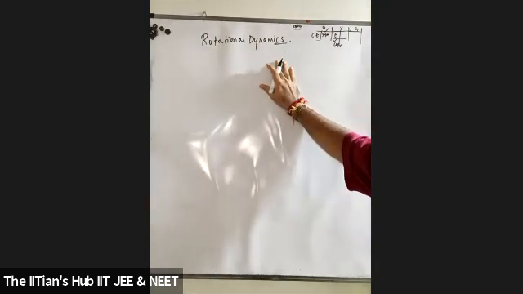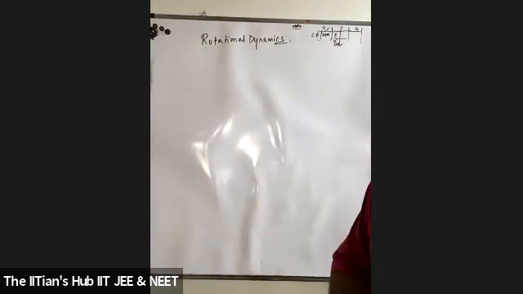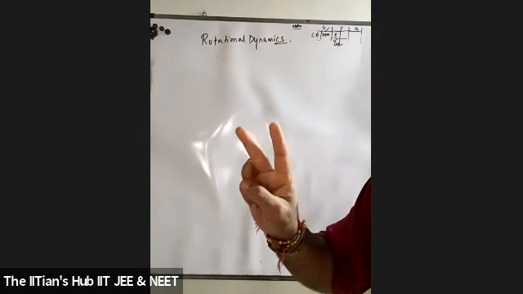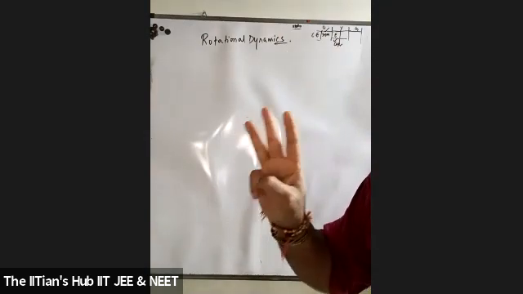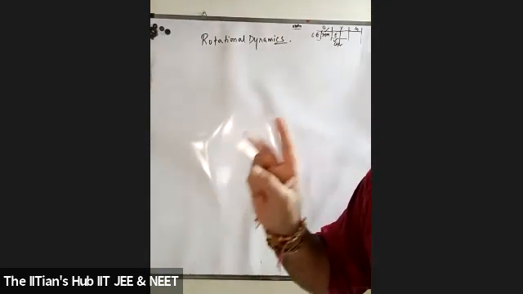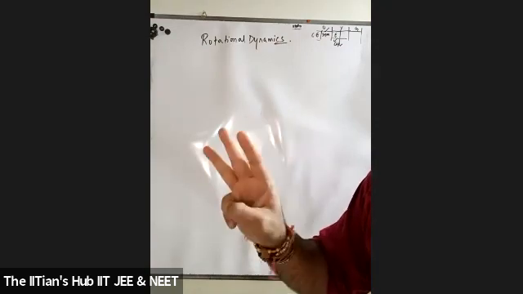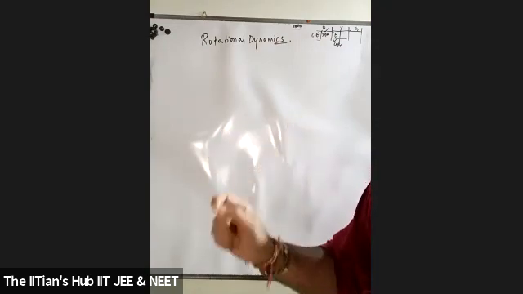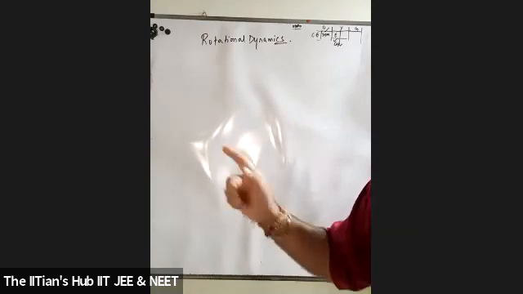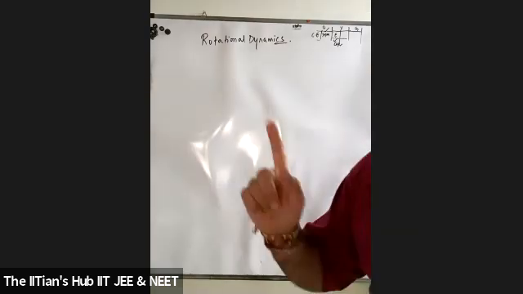Listen carefully, students. Suppose I give you three objects: elastic, plastic, and rigid. I repeat, if I give you an elastic body, a plastic body, and a rigid body, which body will you consider in order to understand rotational motion? And why? What's the reason behind it?